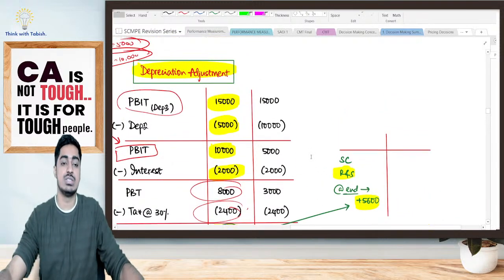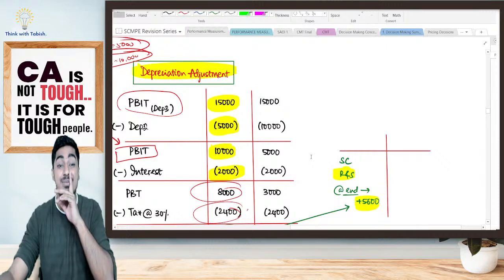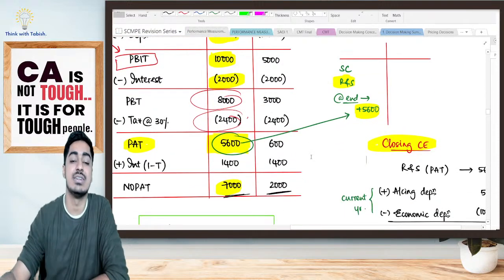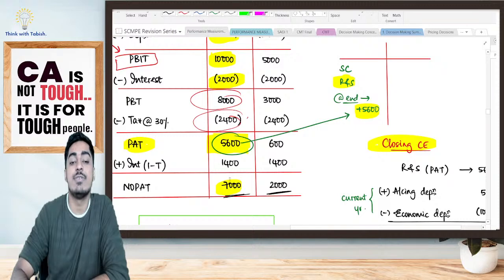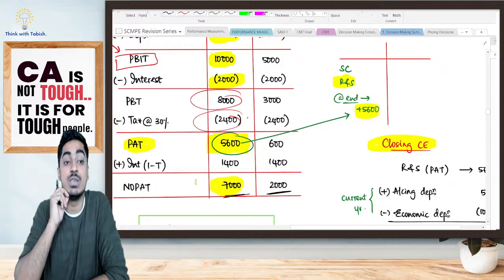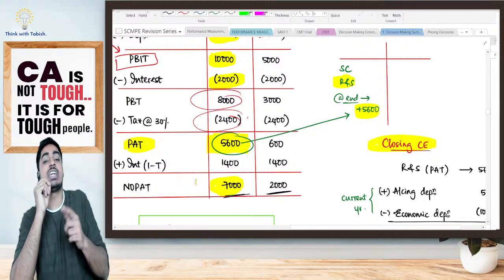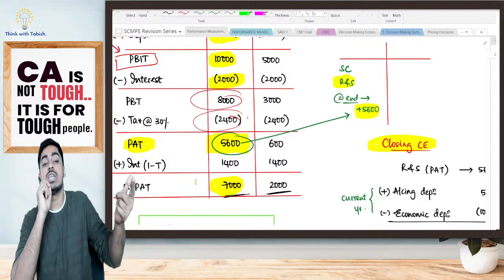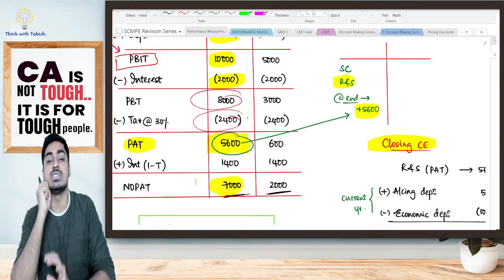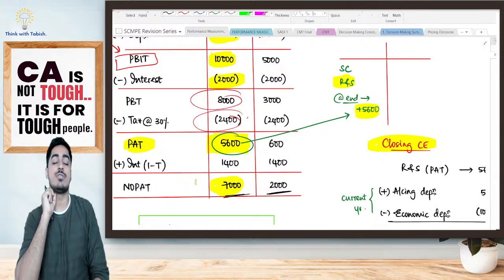However, look at this, students. I am telling this is not the real picture. Why is this not the real picture? Because in this, NOPAT I've got is 7,000 rupees. However, the depreciation that I've shown was just 5,000. Ideally, how much depreciation should I have shown? I should have shown a depreciation of 10,000 rupees.